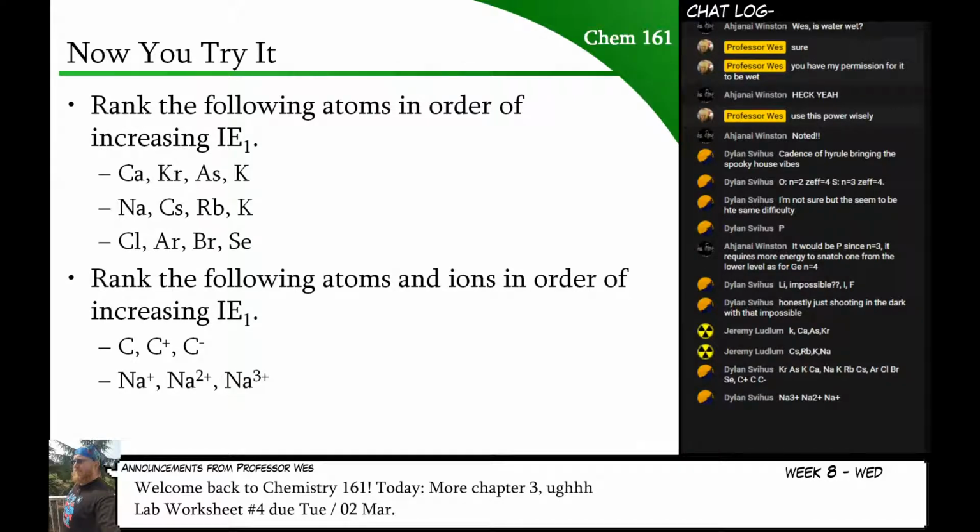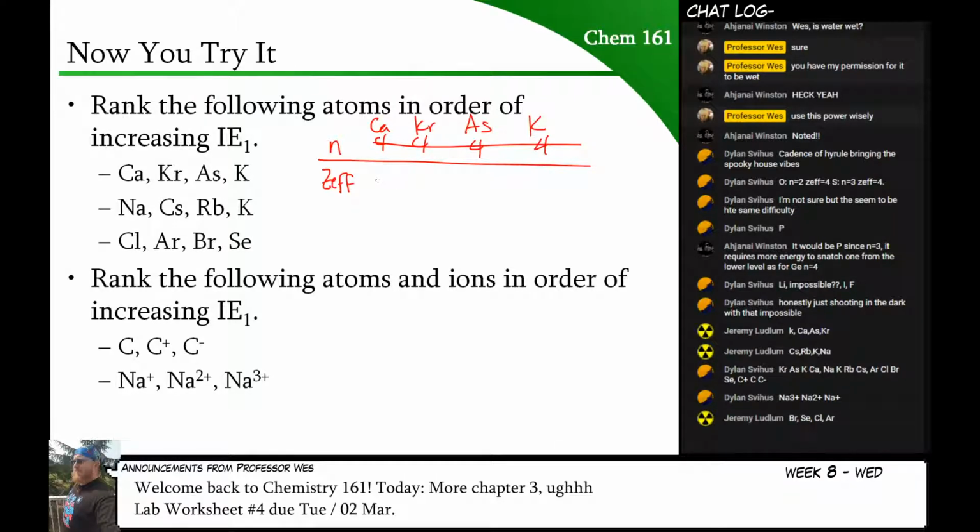So, for all of these, making the giant chart is what you want to do. So we're going to use the same chart for all of these. So I'm going to do calcium, krypton, arsenic, and potassium. Now, if you look at these, you'll notice, oh, they're all in the same period, so they're all going to have the same N, right? It's all going to be 4. So, not super useful, right? That's not going to help you.